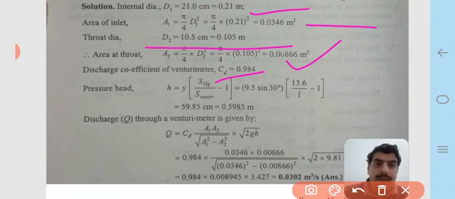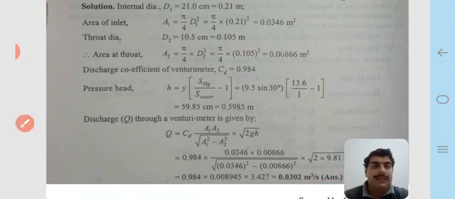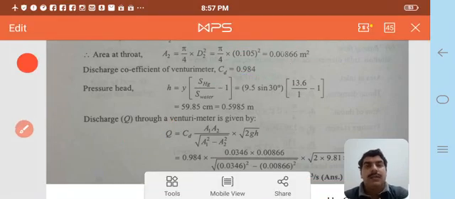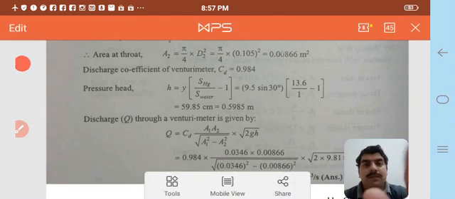Therefore the discharge of the Venturi meter is calculated using the formula Q is equal to CD A1 A2 upon under root A1 square minus A2 square, under root 2 GH. Putting all the values calculated above, the discharge of the pipe is 0.0302 meter cube per second, which is the discharge of the Venturi meter. Now it can be calculated easily, and these questions are asked in the GATE examination.